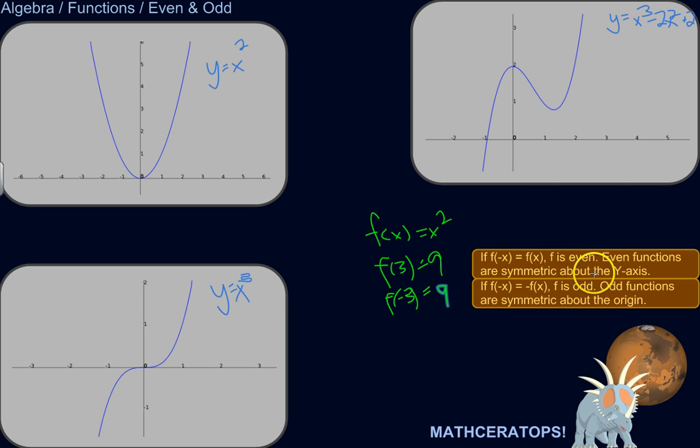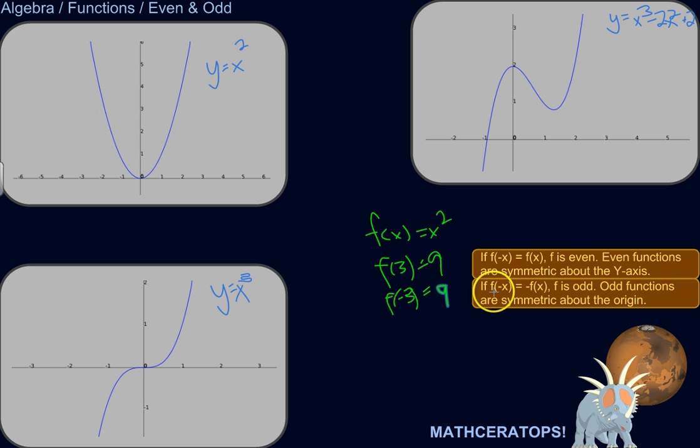And even functions, for this reason, are symmetric about the y-axis. So if you were to flip this side of the parabola over the y-axis, it would line up perfectly with that side. They have that symmetry because of this property that f of negative x is the same as f of x. So those are even functions, and you can identify them visually pretty well.